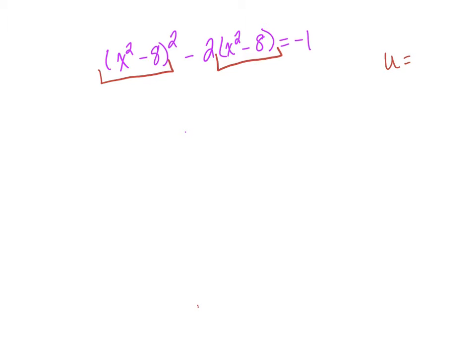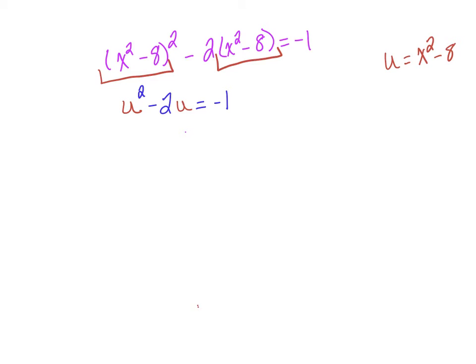So I'm going to make x² - 8 my u value. Instead of writing x² - 8, I'm going to write u, and that u is squared. Then I have minus 2, and I've got x² - 8 again, and so I'm going to make that my u value. And that is equal to negative 1.